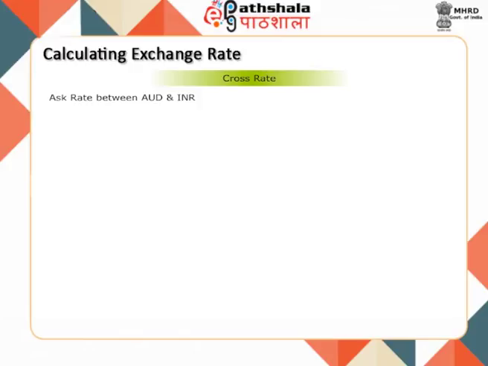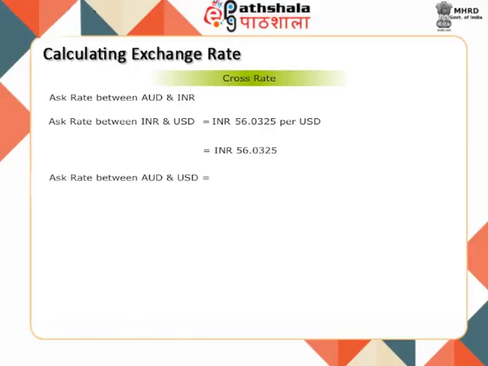Since he is buying foreign currency, exchange rate applicable is the ask rate between INR and USD, which is rupees 56.0325 per USD. Accordingly, he gets 1 USD in exchange for rupees 56.0325. Now, importer will convert this USD into AUD at the applicable exchange rate, AUD 1.1385 per USD. By selling 1 USD, importer receives 1.1385 AUD. So if he has to purchase 1 AUD, he needs 1 divided by 1.1385.